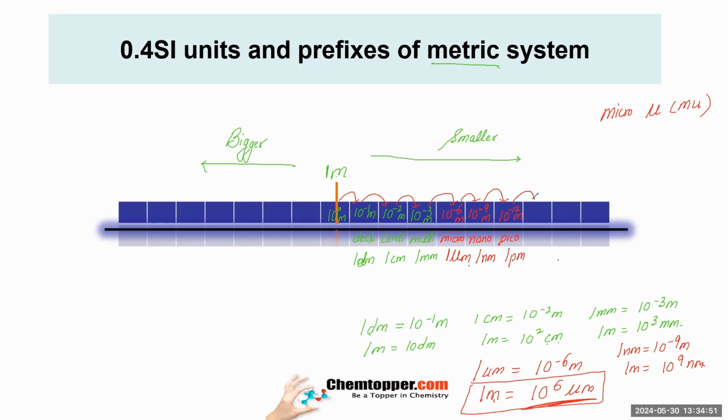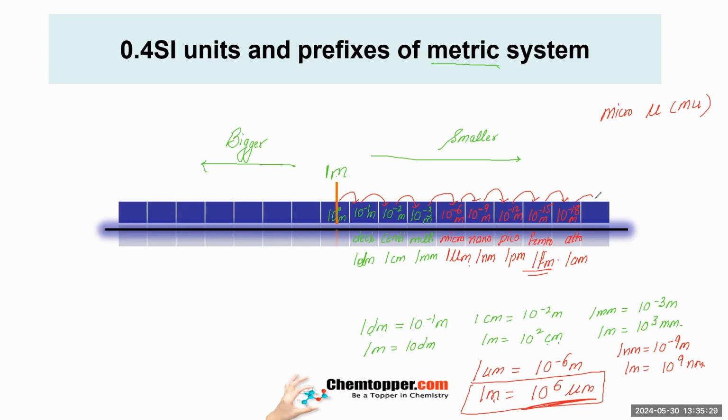Now again divide by 1000. This becomes 10 raised to power minus 15 meter, which is called femto. So 1 femtometer, small f is the symbol, is 10 raised to power minus 15 meter. Then you again decrease it by a factor of 1000. So it becomes 10 raised to power minus 18 meter, which is called atto. So 1 attometer is 10 raised to the minus 18 meter.